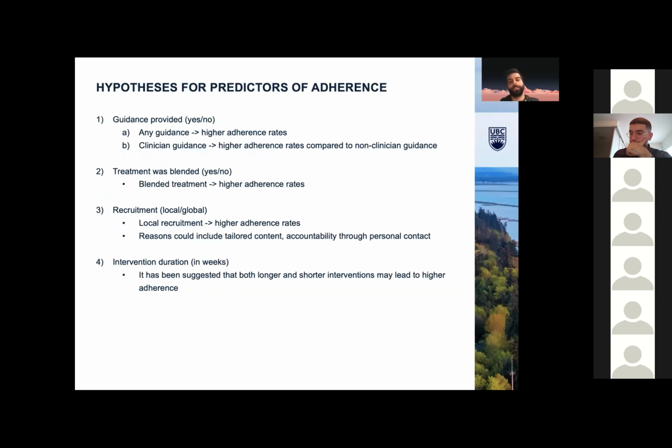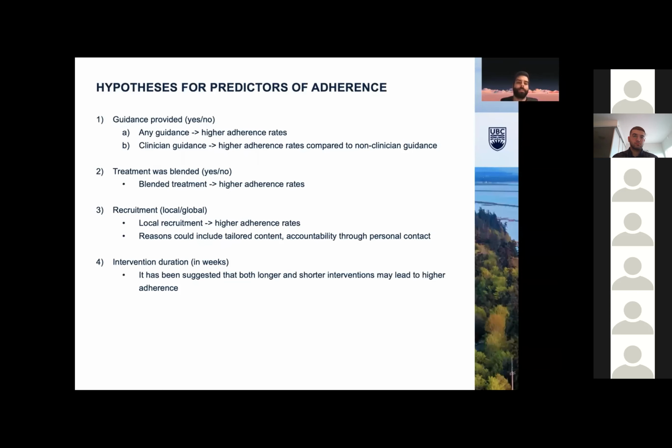So when we look at the hypotheses for predictors of adherence, we came up with 4, and one of them is actually split into 2. So let's just go through it. The first hypothesis was regarding guidance. As I mentioned earlier, it's a very popular topic of discussion to talk about guidance and different forms of guidance and how it might increase effectiveness or adherence to e-health therapies. So that was the first measure we wanted to look at. The first hypothesis is that any guidance is basically better than no guidance and leads to higher adherence rates. The second hypothesis says that clinician guidance compared to non-clinician guidance leads to higher adherence rates. And later we'll see how we fit that into a regression model.